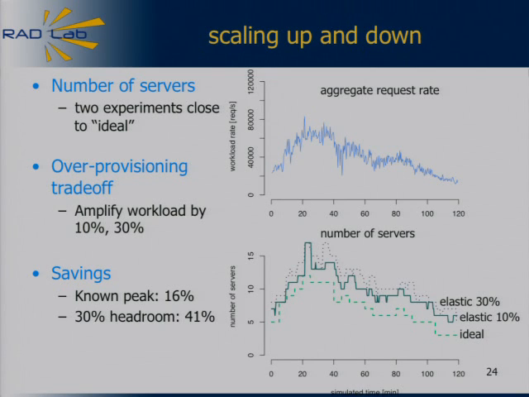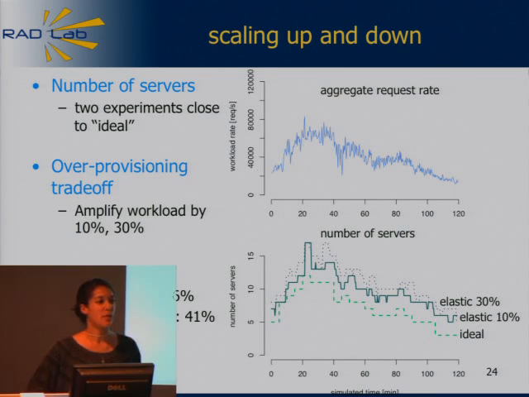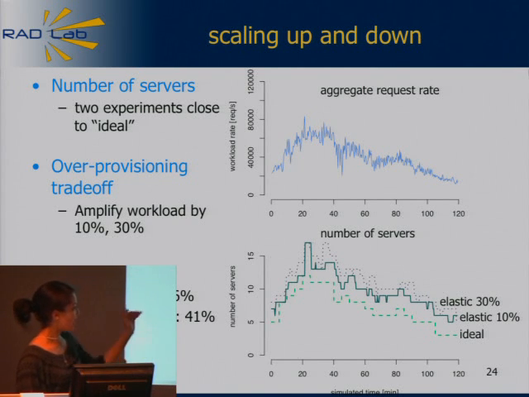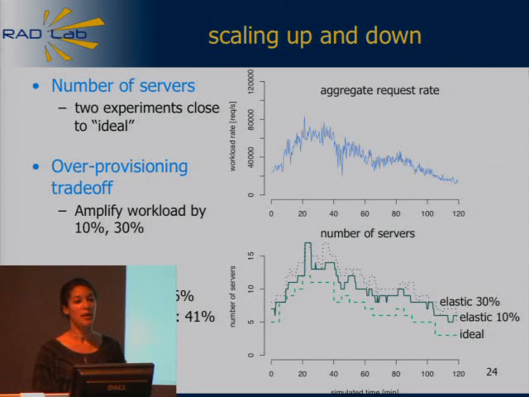The other two experiments we did were where we over-provisioned our system by either 10% or 30%. This just represents the workload that's input into the controller. We amplify it by either 10% or 30%, and then see, if we ran our dynamic controller, how many servers it actually used. That represents the 2 lines above the ideal. As you can see, they hug the ideal line, but slightly shifted up because we are using a little bit of over-provisioning.